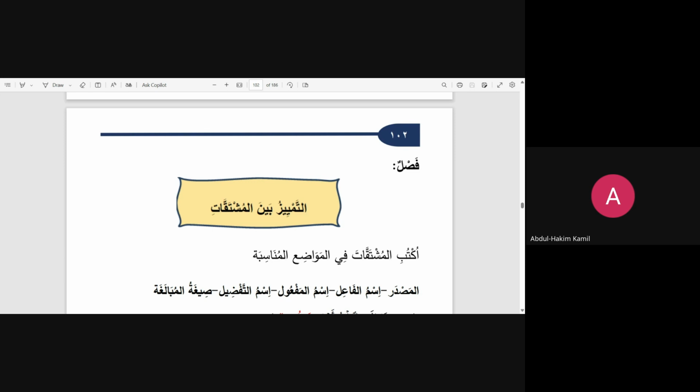What do we do after sifa mushabbaha? Ism tafdeel, which shows that two things are described with a description, and one of them is more than the other: akthar and akbar. And there's a clear connection and correlation between sifa mushabbaha and ism tafdeel. You say this is kabir, that is akbar. This is saghir, that is asghar. This is qawi, that is aqwa.